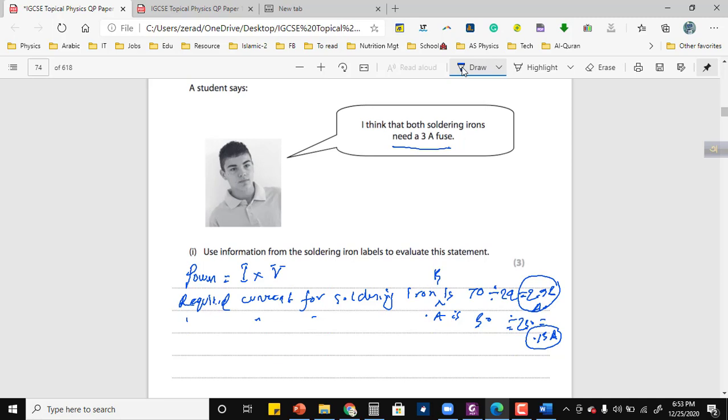So if you mention the equation, calculate the required current, and then describe why the choice of the student is not suitable for soldering iron A and B, the answer would be sufficient. Okay, so that's all for today. Next class we will solve the next year's question.